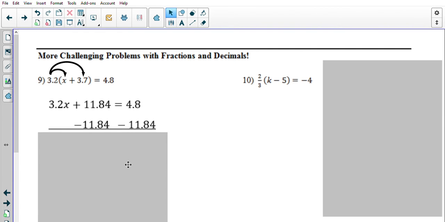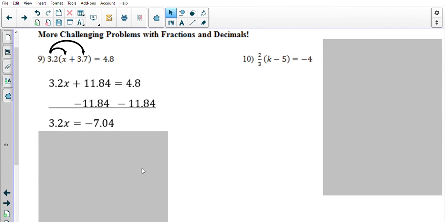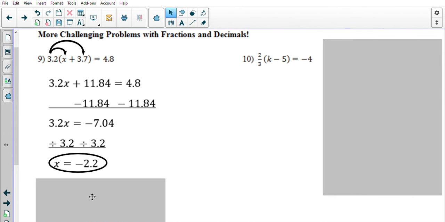And while you're copying these down, take some time and make sure that you are practicing these problems in your calculators. All right, so we subtract 11.84 from both sides, we get 3.2x equals negative 7.04. Divide both sides by 3.2. Negative 7.04 divided by 3.2 is negative 2.2.